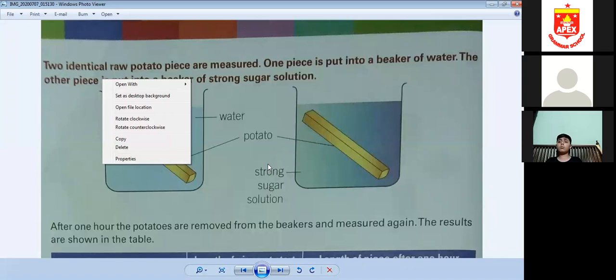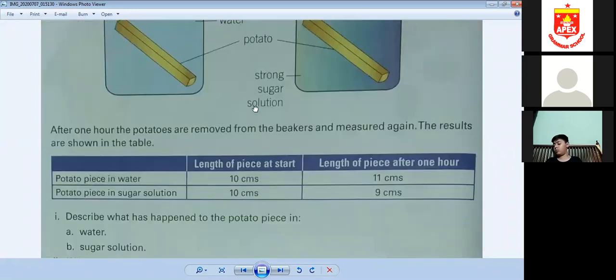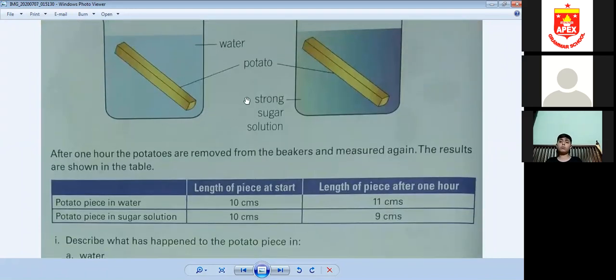Why are we doing this experiment? Because we also study it in the chapter. Okay, you can also see the diagram. This diagram is given. There are two pieces of potato. One is in plain water and one is in a strong sugar solution. Why do we have to discuss it? Because we have discussed the movement of water molecules inside the plants. The process is called osmosis, which we have studied in the chapter. Now we will discuss what will happen with these two pieces of potato.